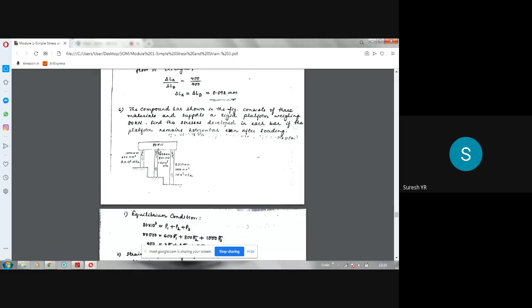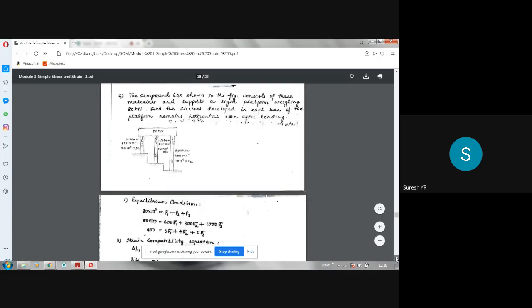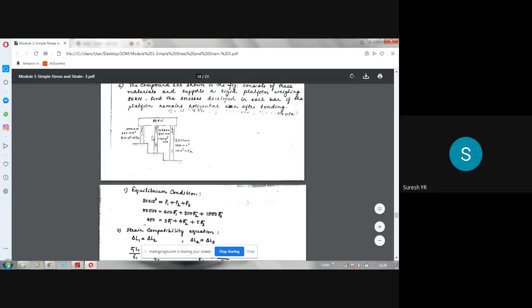This is not a temperature stress problem. It is a compound bar problem without temperature effect. He has not given any temperature effect here. So for that also we are using the same equilibrium equation as well as the compatibility equation. Here the only thing is there are three bars. So I will call them 1, 2, 3. Let us say that P1 is the force induced here, P2 is the force induced here, P3 is the force induced here. If you add all these three forces, that should be equal to 80. So P1 plus P2 plus P3 is equal to 80 kilonewton or 80 into 10 power 3 Newton.